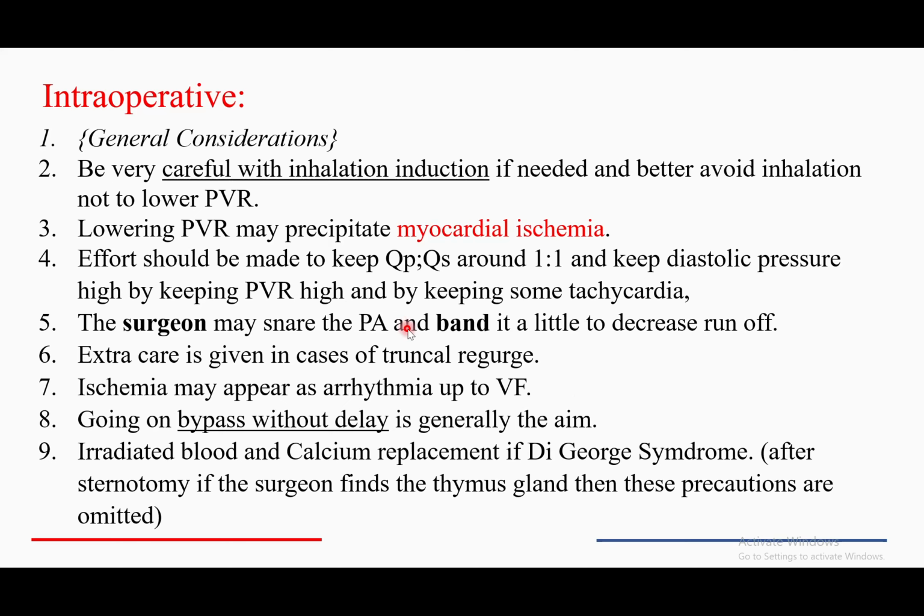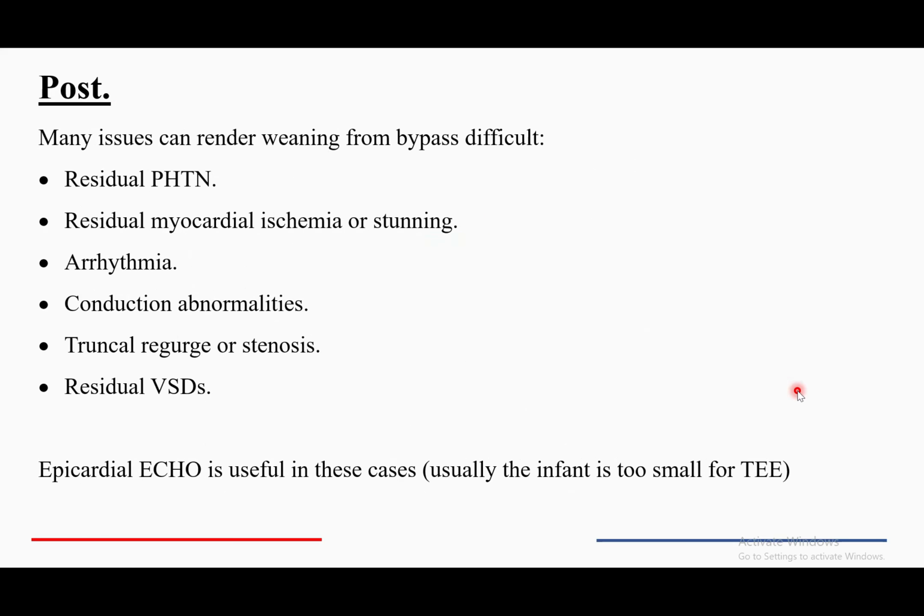in a patient without pulmonary hypertension, the induction may be hectic, may be very dangerous, but the post-operative course is much better because of the lack of pulmonary hypertension. Many issues can render weaning from bypass difficult, like residual pulmonary hypertension, residual myocardial ischemia or stunning, because the cross clamp time is prolonged.